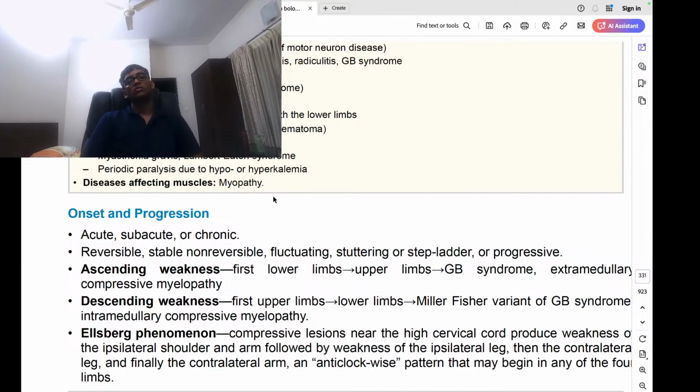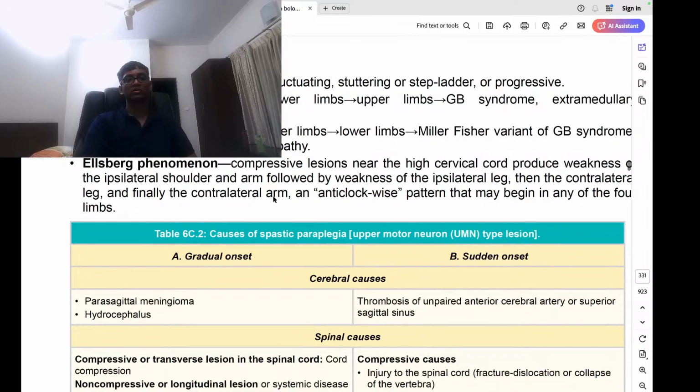Then onset and progression: periodic paralysis due to hypo or hyperkalemia, and diseases affecting the muscles, myopathy. Onset and progression can be acute, subacute or chronic. It can be reversible, stable, non-reversible, fluctuating, stuttering or stepladder, or progressive. Ascending weakness: first lower limbs, then upper limbs.